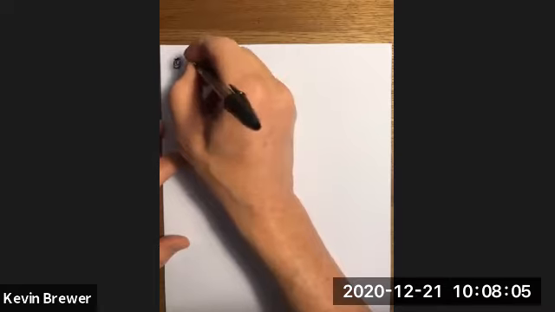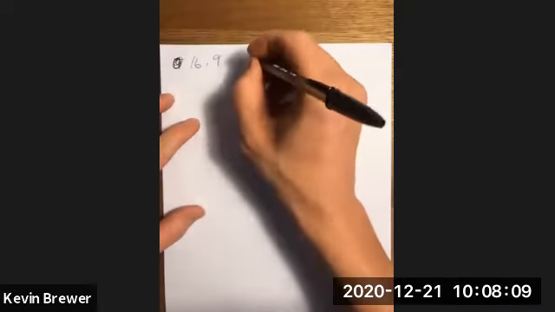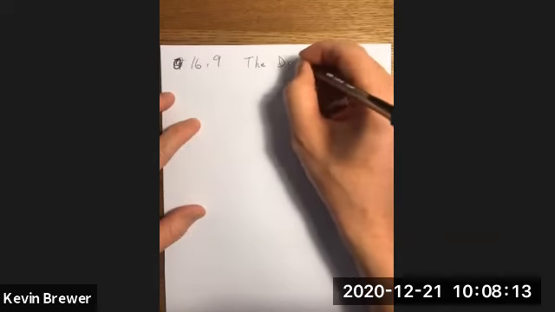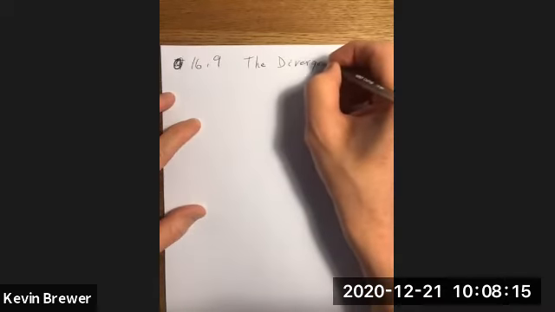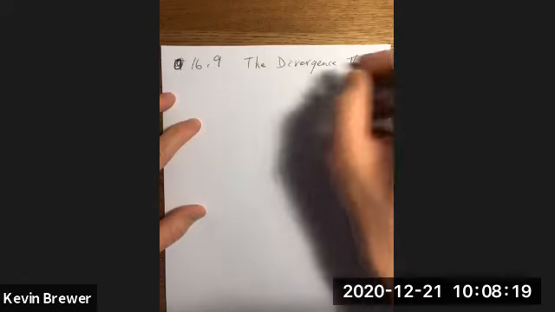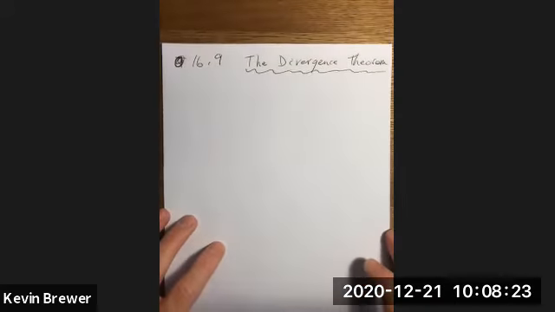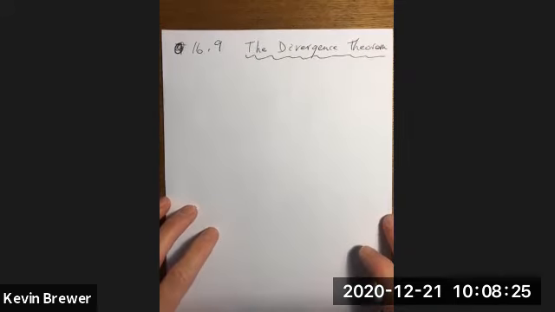The final section of the book that has a new theorem in it is section 16.9, and it's on the divergence theorem. So it takes a while to state this and get this out, so let's go ahead and get started.